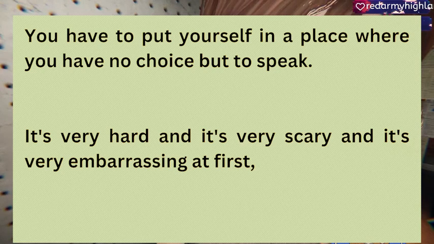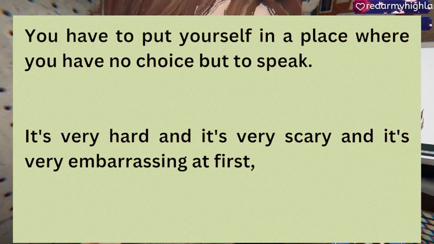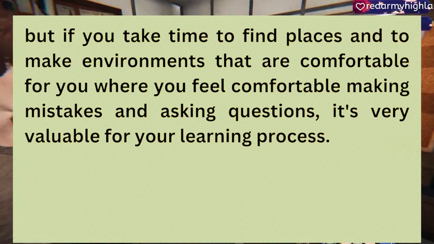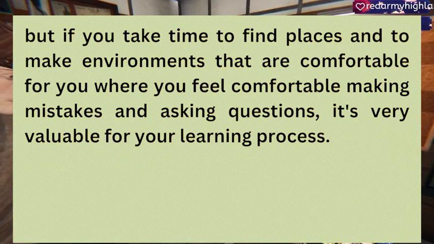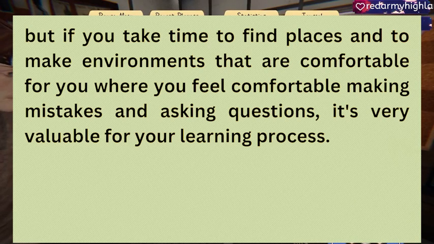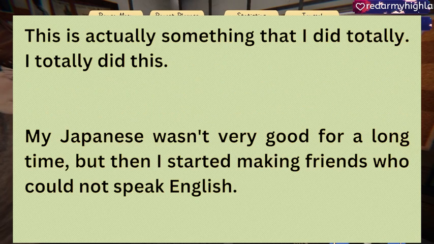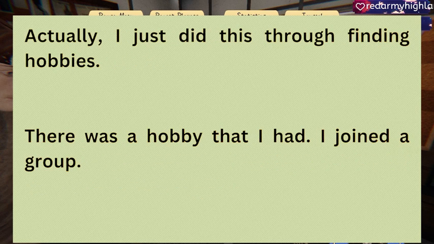It's very hard, and it's very scary, and it's very embarrassing at first. But if you take time to find places and to make environments that are comfortable for you, where you feel comfortable making mistakes and asking questions, it's very valuable for your learning process. This is actually something that I totally did. My Japanese wasn't very good for a long time, but then I started making friends who could not speak English. Actually, I just did this through finding hobbies. There was a hobby that I had. I joined a group.